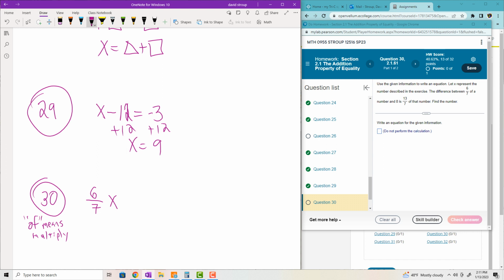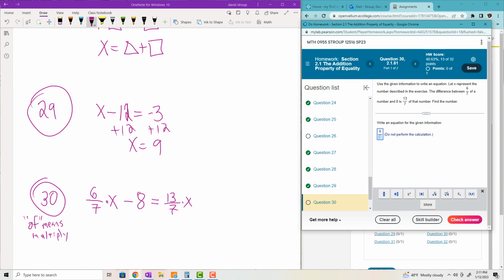Okay. So 6/7 of a number, 6/7 times x, and you want a difference. This thing and 8 is, the word is means equals, 13/7 of a number. So again, 13/7 times x. Okay, so I'm going to write that out. You don't have to literally put in times x, I don't think, but you could just write the numbers next to each other, and it's implied that they're being multiplied.